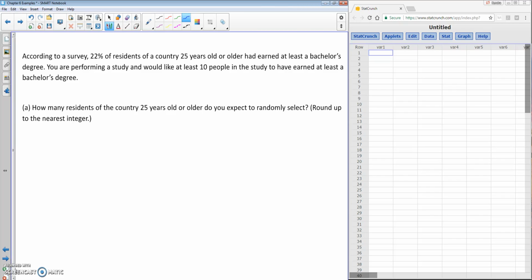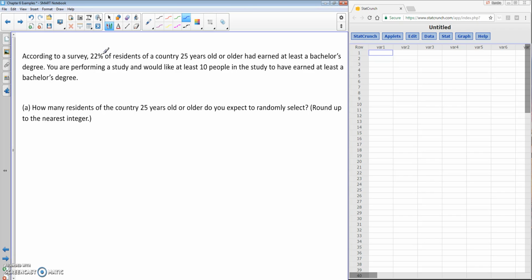Let's look at a different type of problem where we're trying to find the sample sizes of a probability. So we have, according to a survey, 22% of residents of a country 25 years old or older had earned at least a bachelor's degree. You're performing a study and would like at least 10 people in the study to have earned at least a bachelor's degree. How many residents of the country 25 years old or older do you expect to randomly select? Round up to the nearest integer.